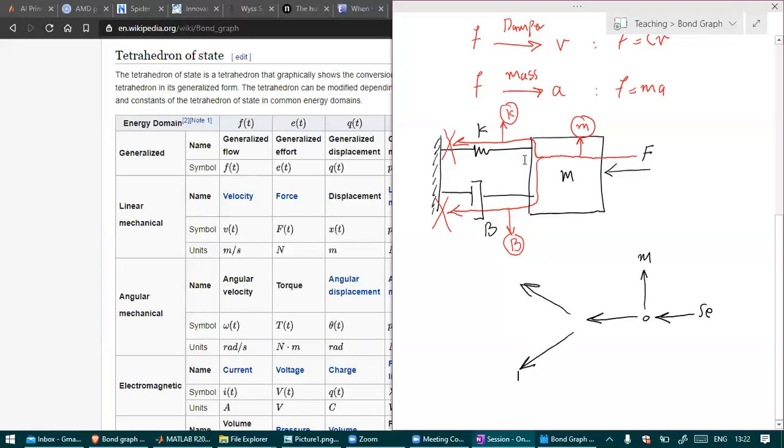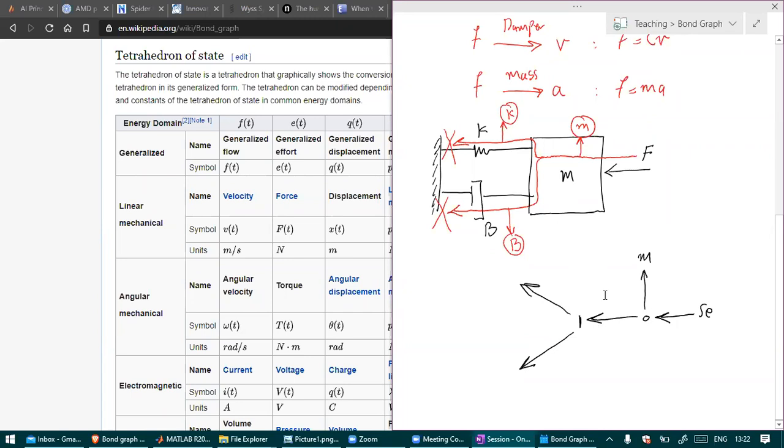Okay. So since the force is being distributed, we use a one junction. A one junction is a junction that collocates or distributes the force. So basically, the force around it doesn't remain constant.